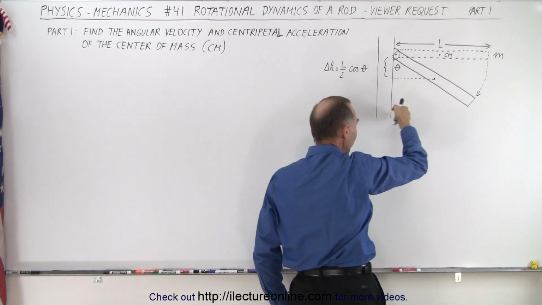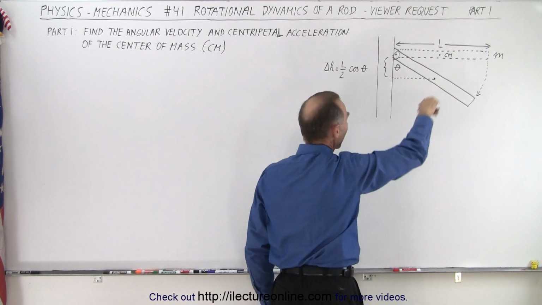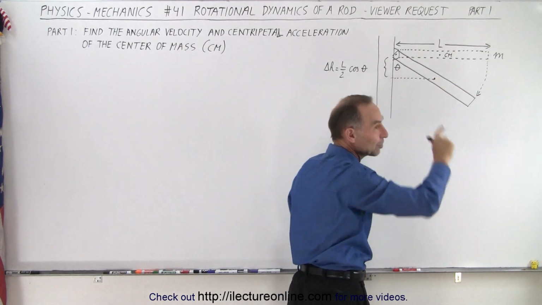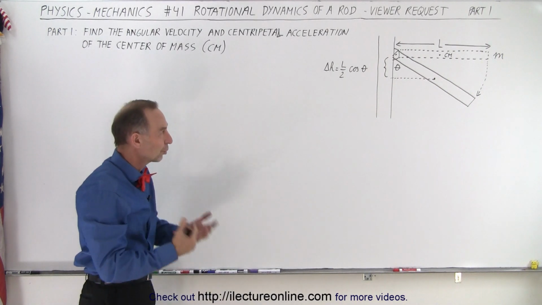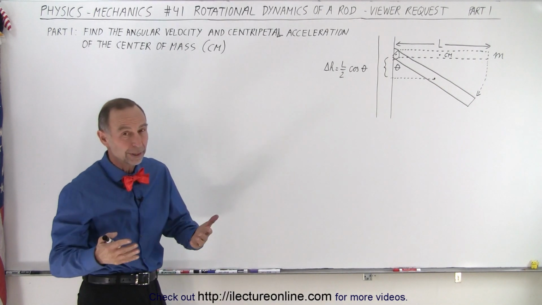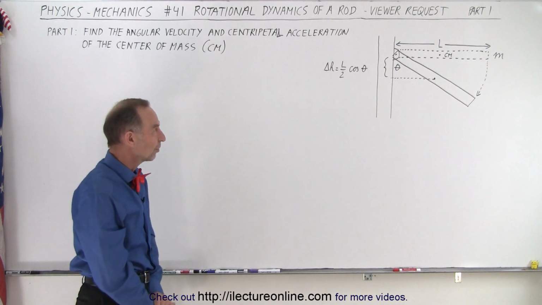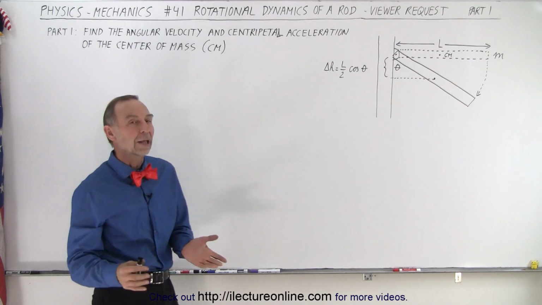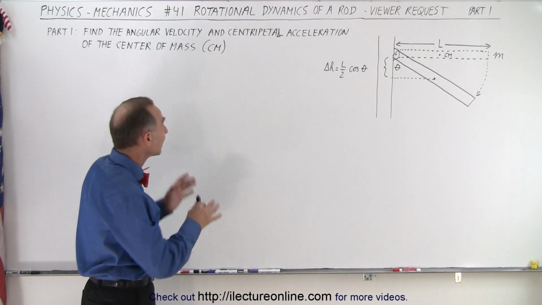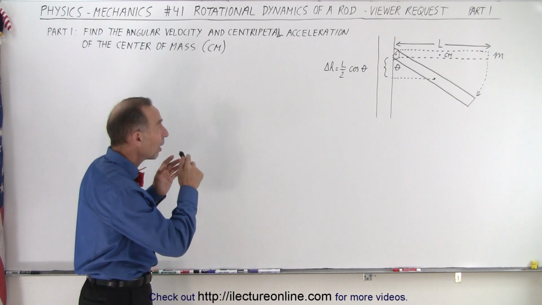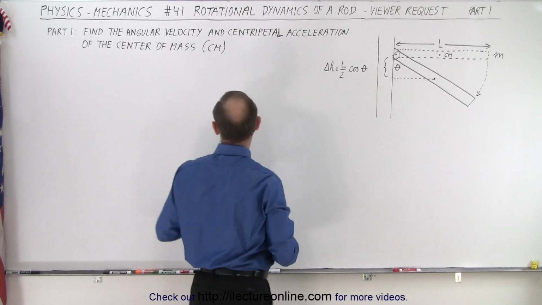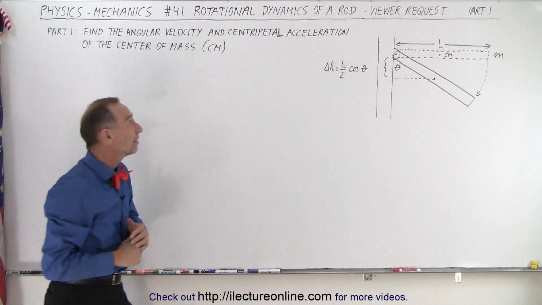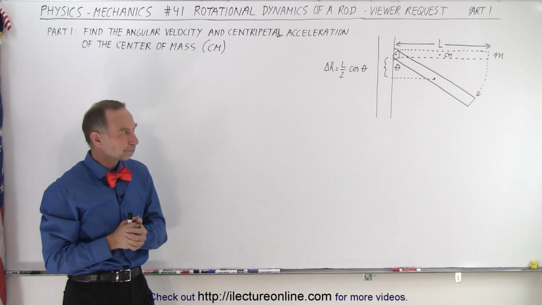Of course, it will accelerate. And if it could swing back and forth, the rod would continue to do that forever if there are no retarding forces, no friction, no wind resistance, and so forth. So we're assuming no friction, no wind resistance. So how do we do that? What's the approach to finding the angular velocity of the center of mass as a function of angle? And of course, we also want to find the centripetal acceleration.